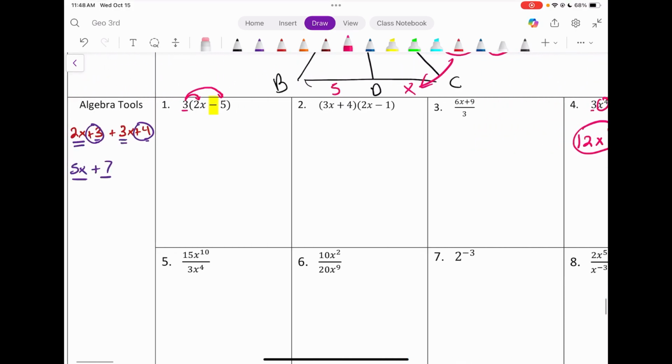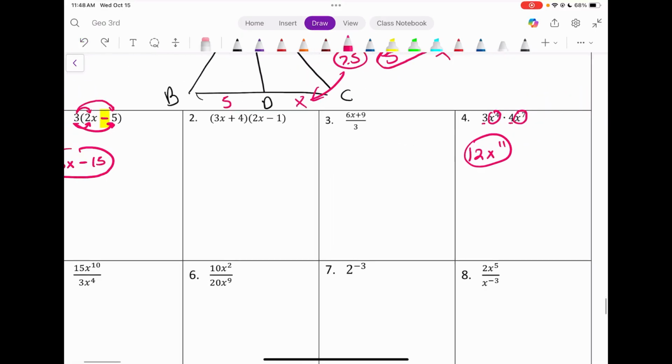Doing the same thing here, to multiply 3 times 2x, only multiply the things that are like. 3 times 2 is 6, and the only x you have is 1, so leave it alone. And then 3 times a negative 5, that minus goes with the 5, would be a negative 15, and those are not like terms. You cannot subtract them now, okay?